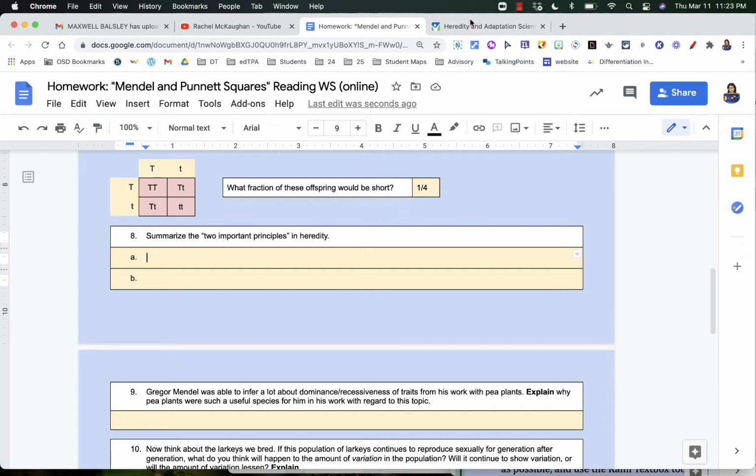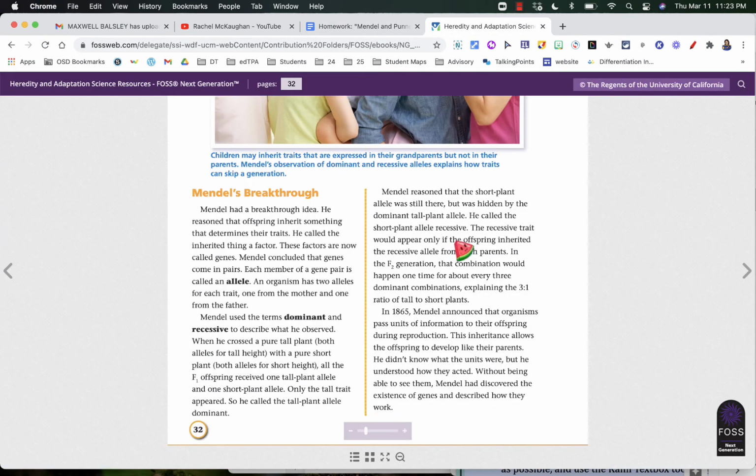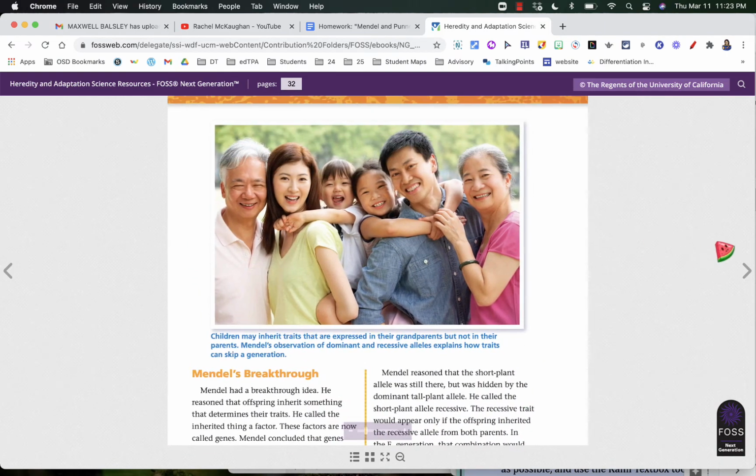3-to-1. Okay, there's that. In 1865, Mendel announced that organisms pass units of information to their offspring during reproduction. This inheritance allows the offspring to develop like their parents. He didn't know what the units were, but he understood how they acted. Without being able to see them, Mendel had discovered the existence of genes and described how they work. What a cool guy.